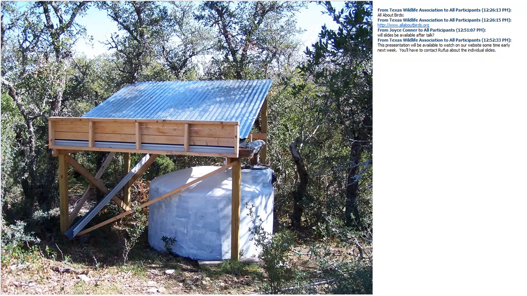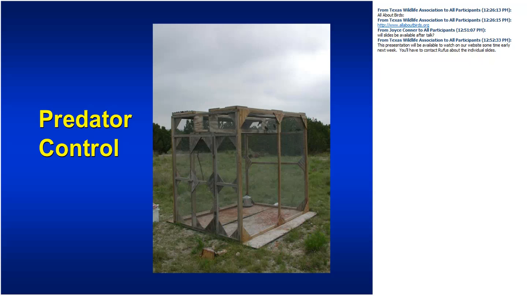A couple of other things that we're going to finish up with is predator control. Brown-headed cowbirds can be a serious nest parasite on songbirds, and so controlling brown-headed cowbirds may be one of the things that you're interested in doing as part of that. And if you've got a hog problem, you may need to control your hogs.